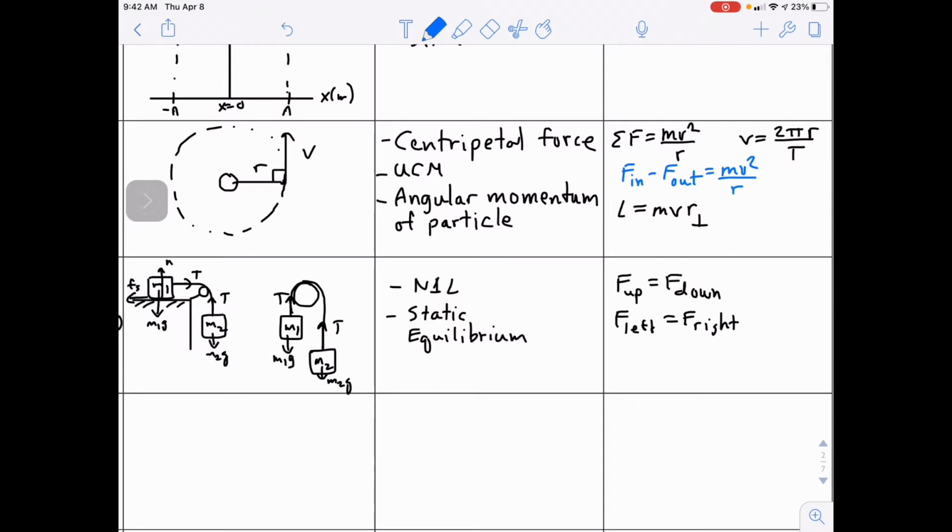Okay, similarly, tension would balance and equal weight 1. That same tension would also balance and equal weight 2. Therefore, weight 1 equals weight 2. Okay, it's about balancing our forces.